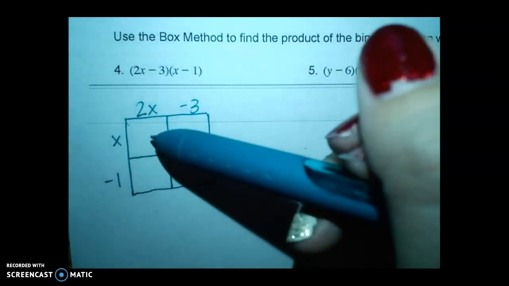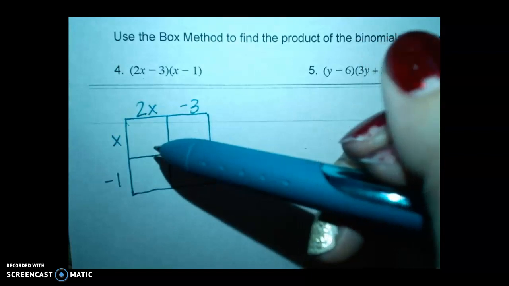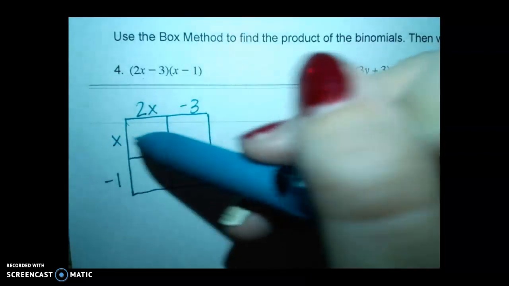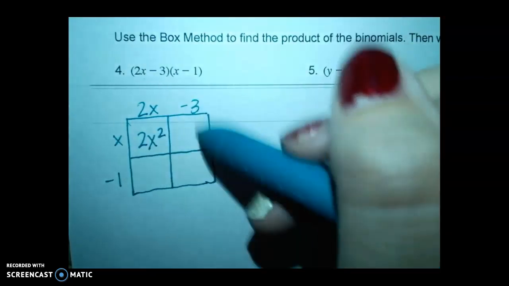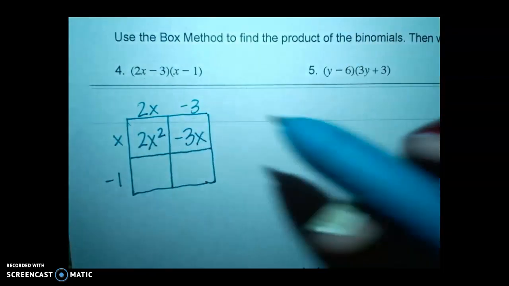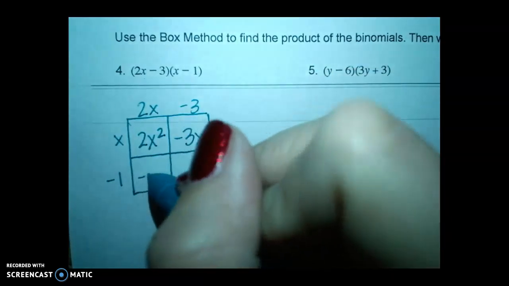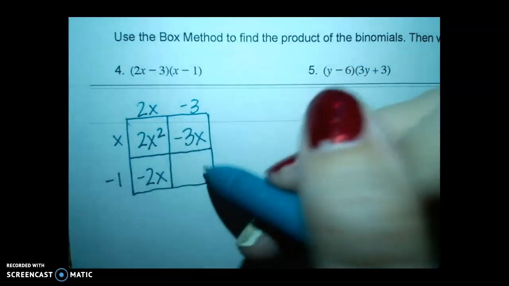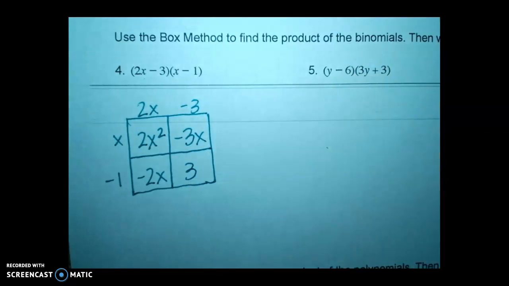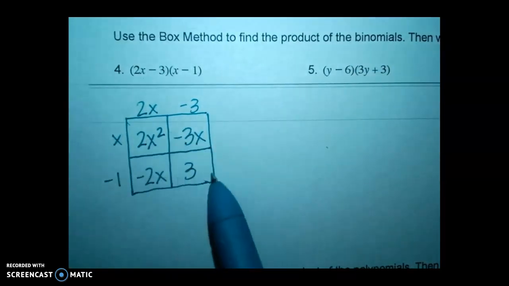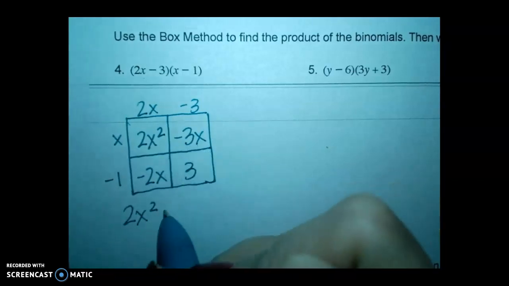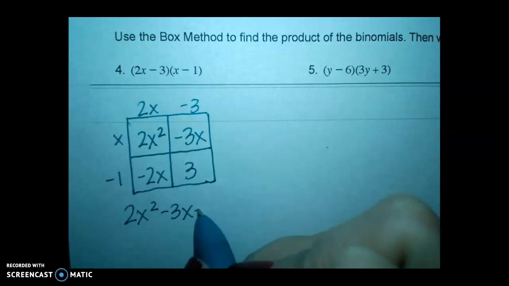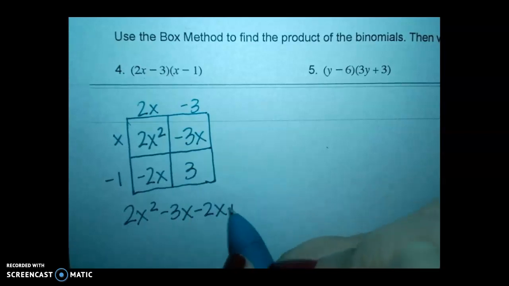And in order to fill in the box, it is by multiplication. So 2x times x is actually 2x squared. Negative 3 times x is negative 3x. Negative 1 times 2x is negative 2x. And then negative 1 times negative 3 is positive 3. And then you are just going to write your answer, just left to right, fill in what the answer is. So that'd be 2x squared minus 3x minus 2x plus 3.